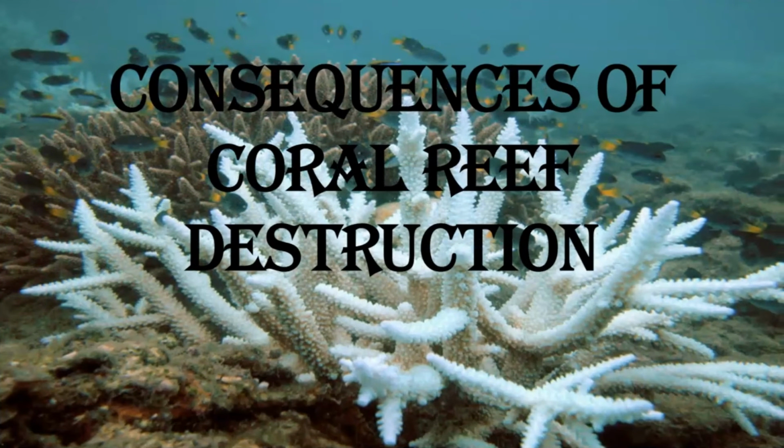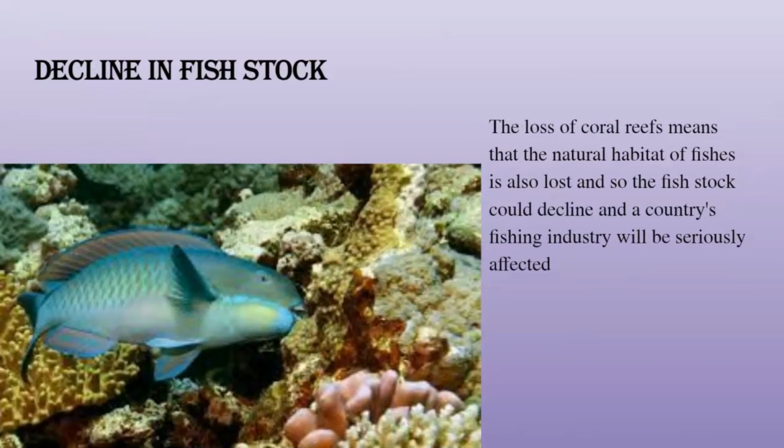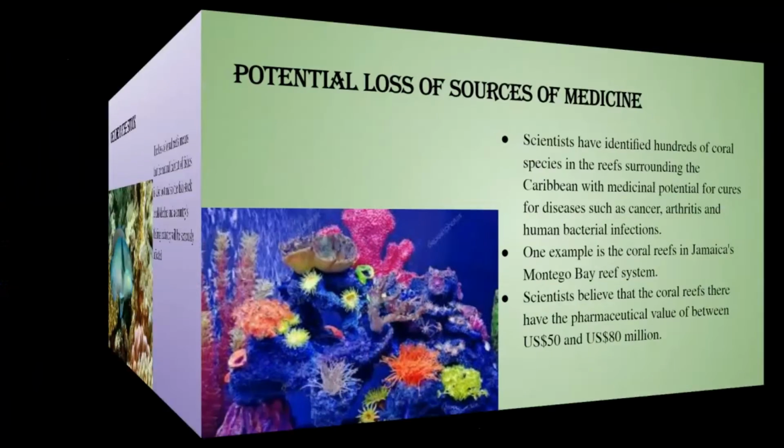Now, the fact that these coral reefs are being destroyed, let's look at some of the consequences. Once the reefs are gone, we're going to have a lot of coastal erosion because we're not going to have that buffer zone. So with the coastal erosion increasing, it means that more of the land will be reclaimed. You're going to have a decline in the fish stock. You're going to have less fish because they're not getting enough time to reproduce.